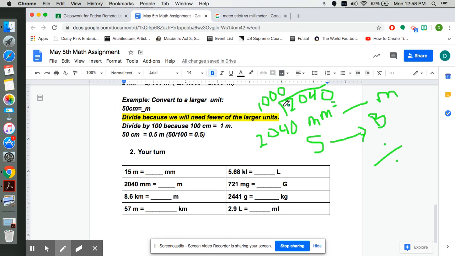So 1,000 goes into 2,040 2 times, minus 2,000. And let me double check that. I'm pretty sure, running out of room here, that 2,040 divided by 1,000 is 2.04. Yep, that's exactly what I thought. So that makes sense. If I have lots of little millimeters, I probably only have 2 meter sticks and a little left over.